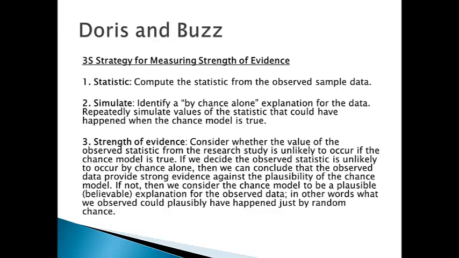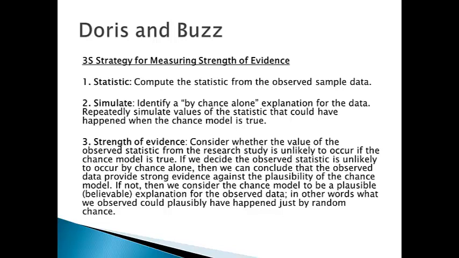We ask ourselves, is the statistic the kind of thing that typically happens when the simulation is true? Or is the statistic something that is unlikely to occur if the simulation model is true? That is, if the by chance alone explanation is true. If the observed statistic is unlikely to occur by chance alone, then we can reject the by chance alone explanation and say we have evidence that that chance model is incorrect.